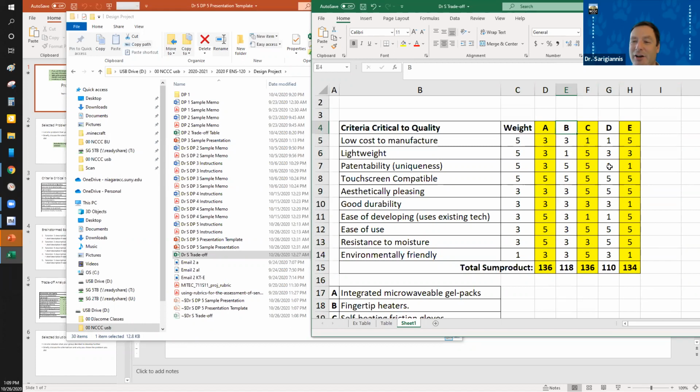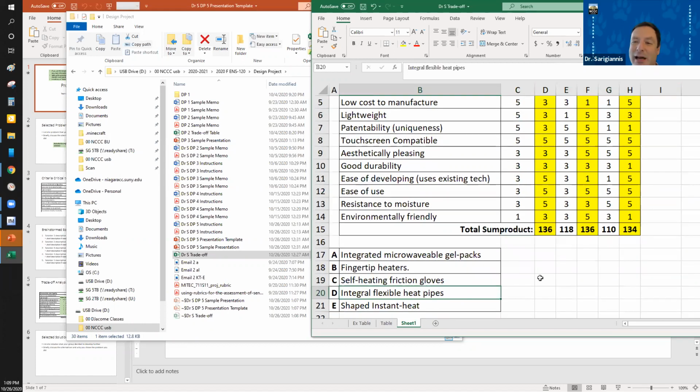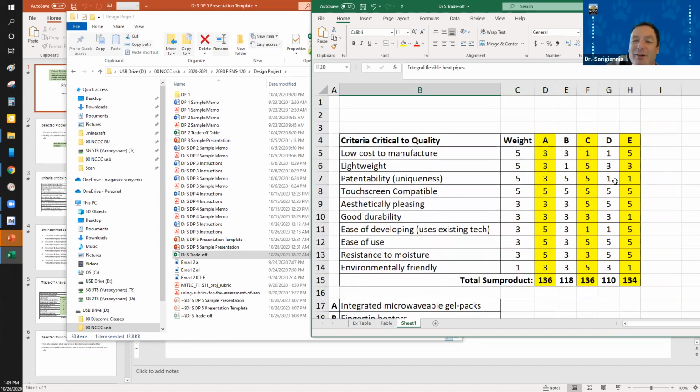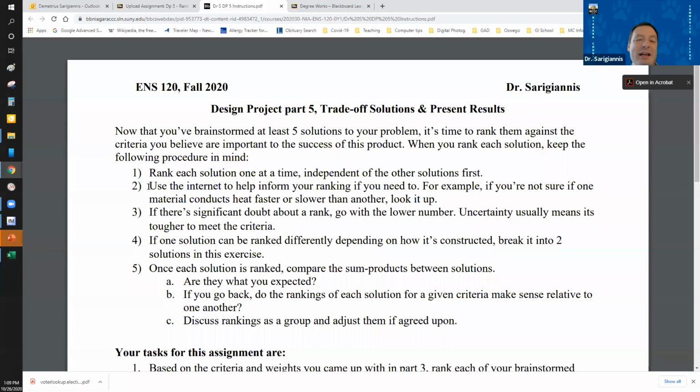And oh wait, one of these solutions, for example, D, integrated flexible heat pipes. I thought this was a very unique solution. I had a patentability of 5, but then I did a quick Google search. So my second part here is use the internet to help inform your ranking if you need to. For example, I'm using heat conduction. If I was talking about using a copper material versus an aluminum material, and I wasn't sure which is the faster heat conductor, I can go to the internet and look it up. I can also look up my ideas.